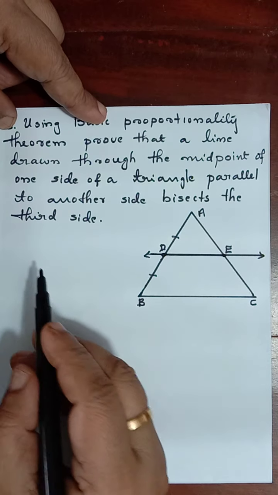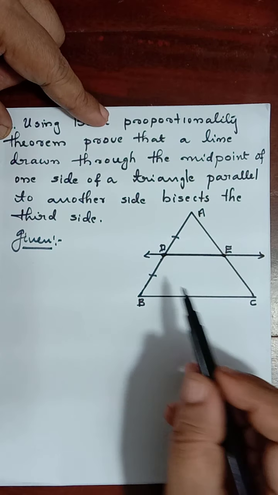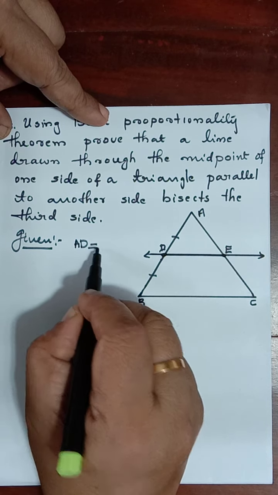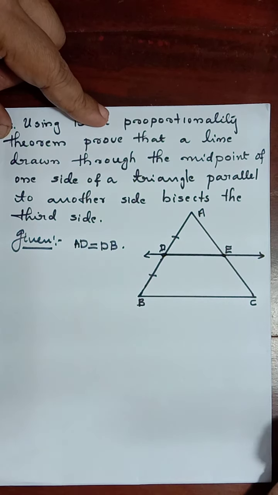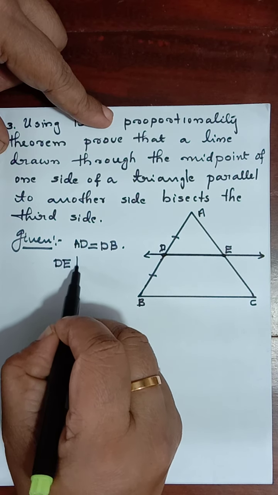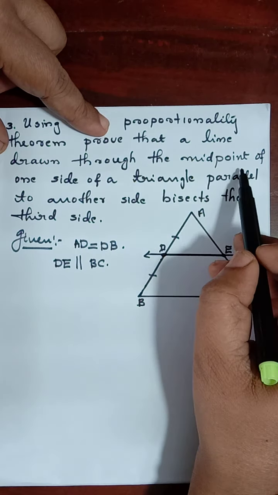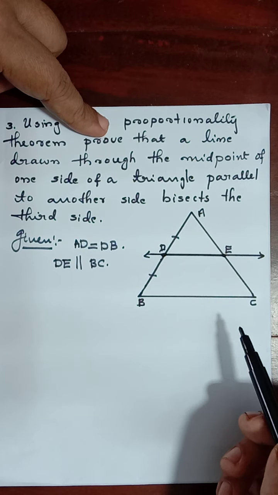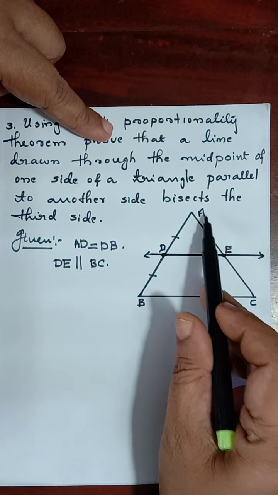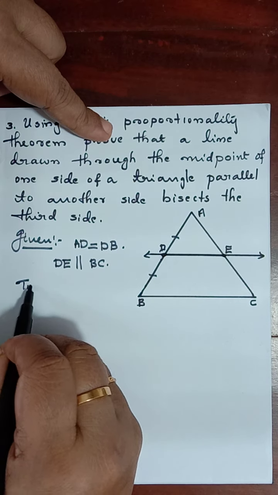So whatever is given, let us write what is given to us. Given points: D is the midpoint. So mathematically we write AD is equal to DB. That is given to us. And also it is given DE parallel to BC. These are the two points given: midpoint and parallel to another side. Okay. And this line bisects the third side, that is DE is bisecting AC. Bisecting means dividing into two equal parts. That is to be proved.